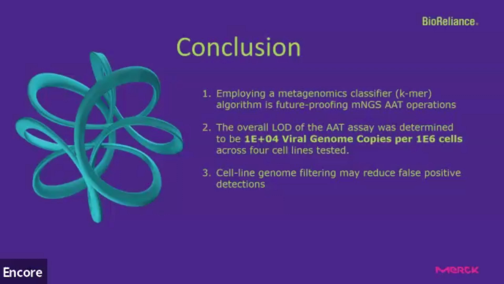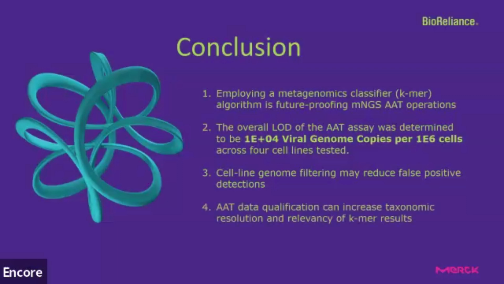But read mapping might be tough because usually 99.9% of your sample is cell line. If you take that out, then just the needle remains, which is perfect for read mapping. But if someone says, I don't want you to take out the cell line, then read mapping becomes an issue. And K-mer runs for 3 hours and then it's done. So as I was saying, the data qualification is increasing the taxonomic resolution of these data, and therefore increasing the relevancy as well.